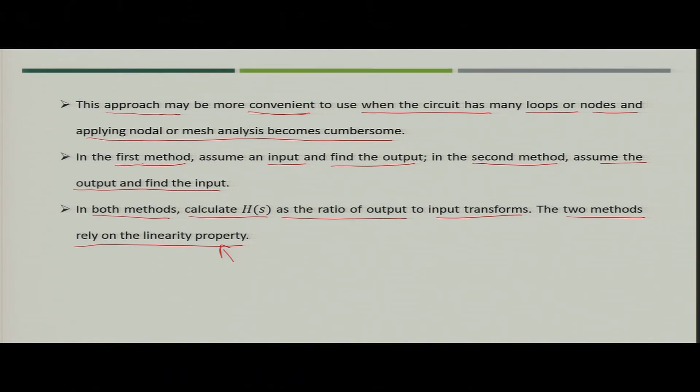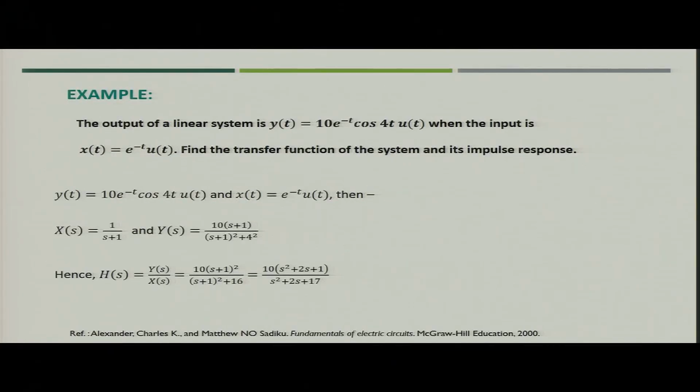Now, to understand finding the transfer function, let us take a few examples so that you can understand the concept more clearly. Let us take the first example. In this case, the output of a linear system is y(t), given as 10 e^(-t) cos 4t u(t), and the input given is x(t) equal to e^(-t) u(t). Now, what we have to do? We have to find the transfer function of the system and its impulse response.